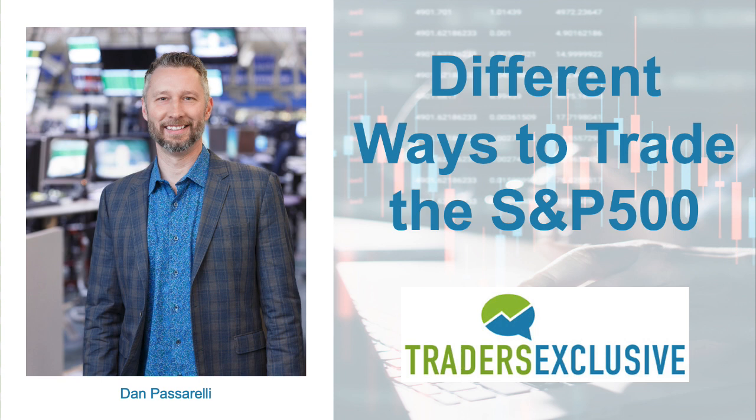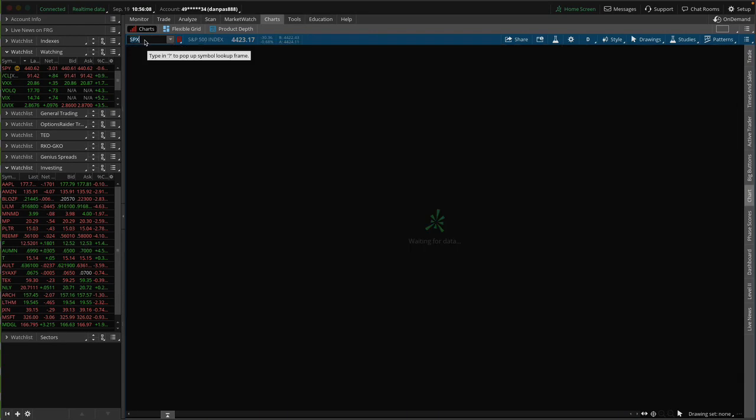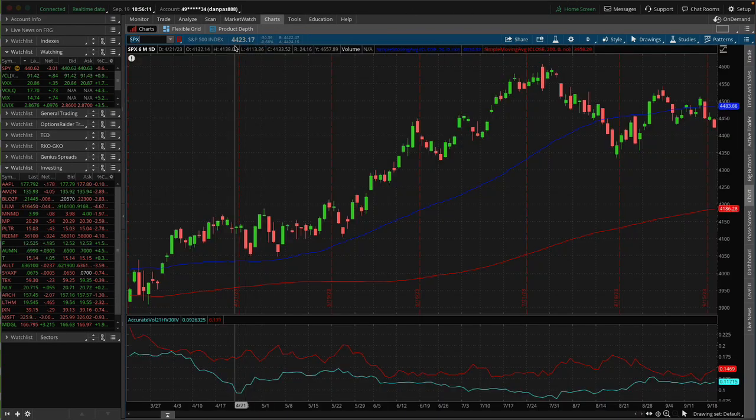It is a basket of 500 different stocks. There's not necessarily a thing to trade called the S&P 500. We can trade SPX options, and let's take a look at that, SPX. And the underlying here is the S&P 500 index. Now, you'll notice there's no volume bars here because it's just a number. You can't actually trade that, but you can trade options whose values are derived from this number.